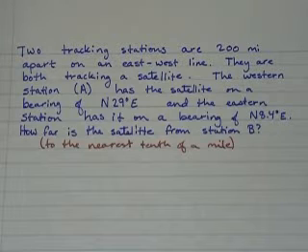Two tracking stations are 200 miles apart on an east-west line. They are both tracking a satellite. The western station, Station A, has the satellite on a bearing of north 29 degrees east, and the eastern station has it on a bearing of north 8.4 degrees east. How far is the satellite from Station B to the nearest tenth of a mile?